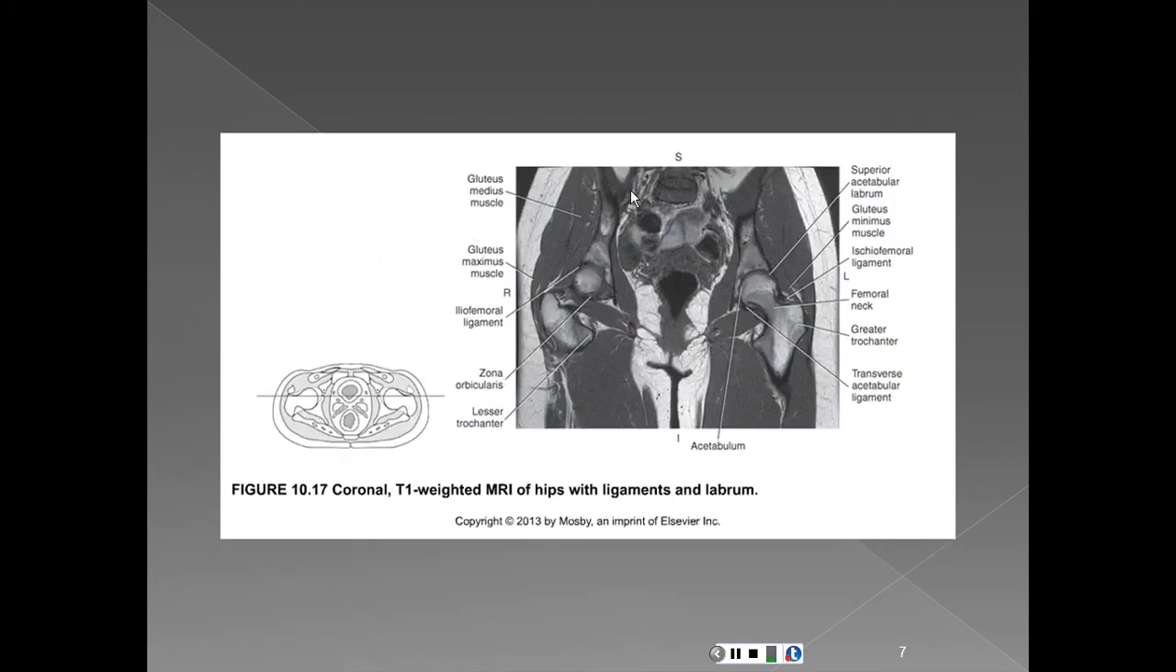Coronal T1 weighted MRI of the hips with the ligaments and labrum attached to it. So the femoral head is held to the acetabulum by the acetabular labrum and several other major ligaments. Remember the ligamentum teres. The acetabular labrum creates a fibrocartilage rim attached to the margin of the acetabulum. The inferior margin of the acetabulum is incomplete and is reinforced by the transverse acetabular ligament.